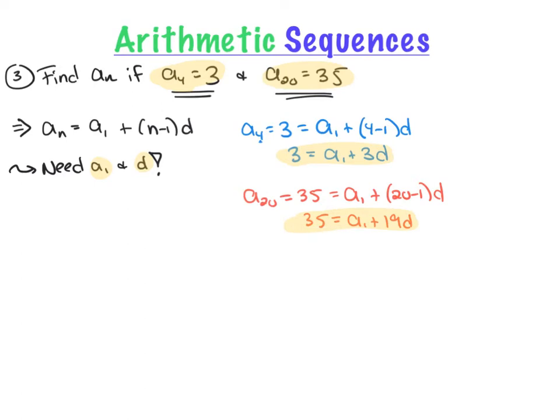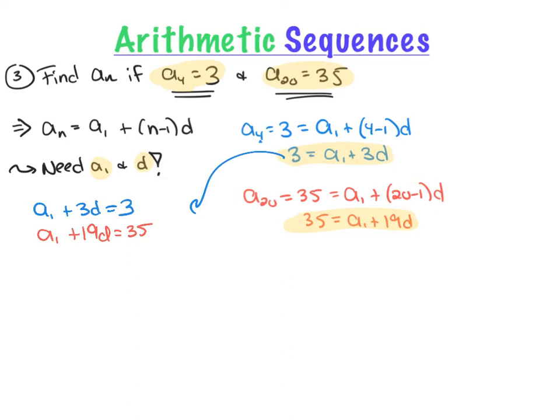So what we have now from the first two, A4 equals 3 and A20 equals 35, is two equations and two variables, and we can take them over here and solve those. I'm going to move this around so it's in a nicer format to solve. I'm going to write A1 plus 3D equals 3, and for the other equation, A1 plus 19D equals 35.